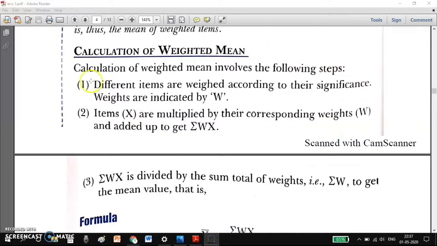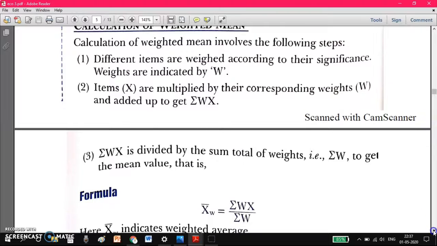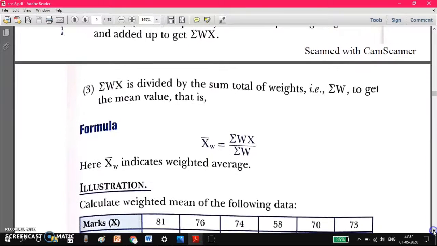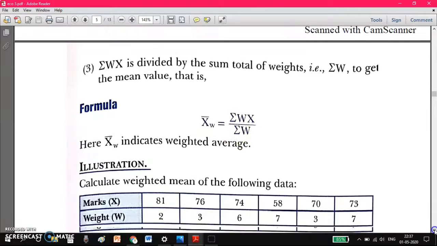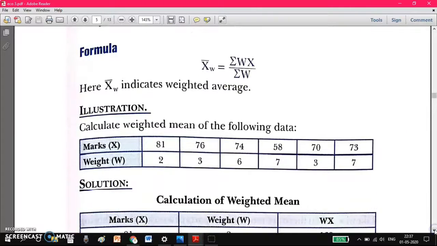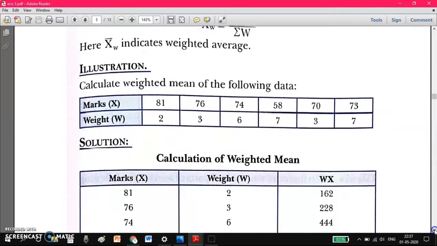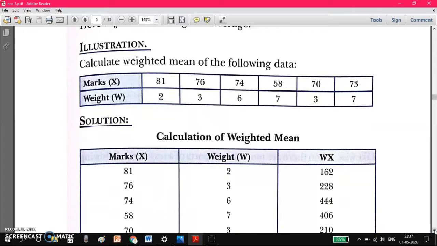Now is the calculation of weighted mean. Fine, and it is a very easy sum. Here we are just using the direct method formula, that is weighted mean is equal to summation of wx divided by summation of w. So this is the question: calculate the weighted mean of the following data. X and W are already given.